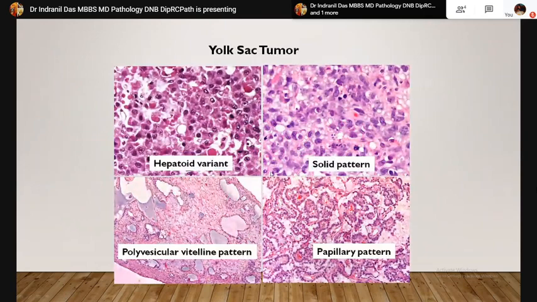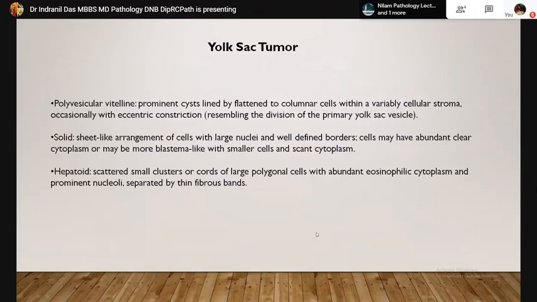The yolk sac tumor, as I mentioned, may show different patterns of growth. This is the hepatoid pattern resembling the hepatocytes. This is the solid pattern of growth. This is the polyvesicular vitelline pattern of growth, and this is the papillary pattern of growth. The polyvesicular vitelline pattern is characterized by prominent cysts lined by flattened or columnar cells within a variably cellular stroma.